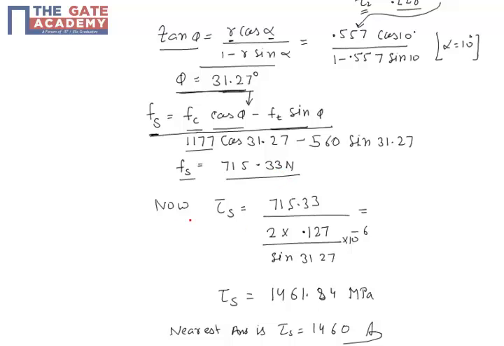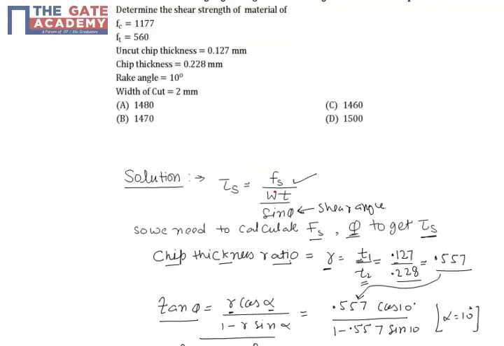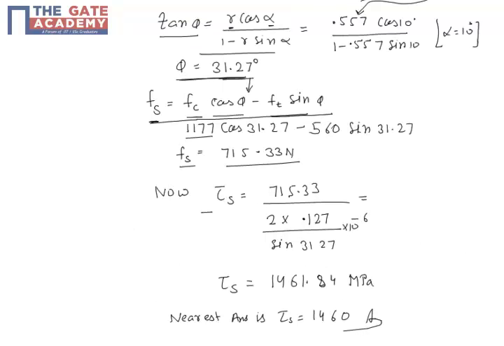that is equal to 715.33 Newton. So now we know the value of Fs, we know the value of W, we know the value of T, we know the value of phi. Putting these into the equation, we get the value of tau S. So tau S is equal to Fs 715.33 upon width of cut W, chip thickness 0.127, multiplied by sine phi, and the value of phi is 31.27.